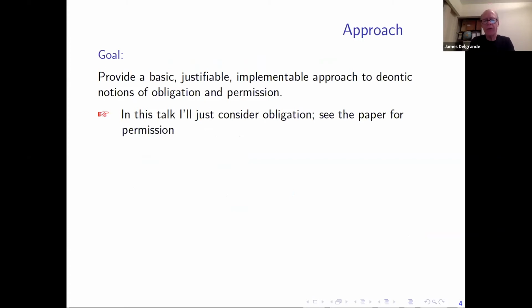So the overall approach here is to provide a basic, justifiable, implementable approach to deontic reasoning, in particular notions of obligation and permission. As far as this talk goes, I'm only going to talk about obligation. The paper talks about permission, which formally ends up being a restricted case of obligation. So just talking about obligation.